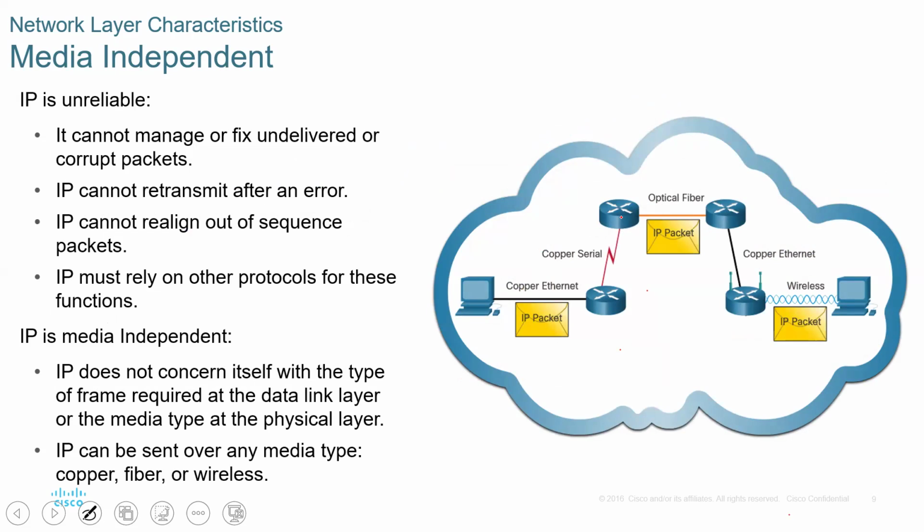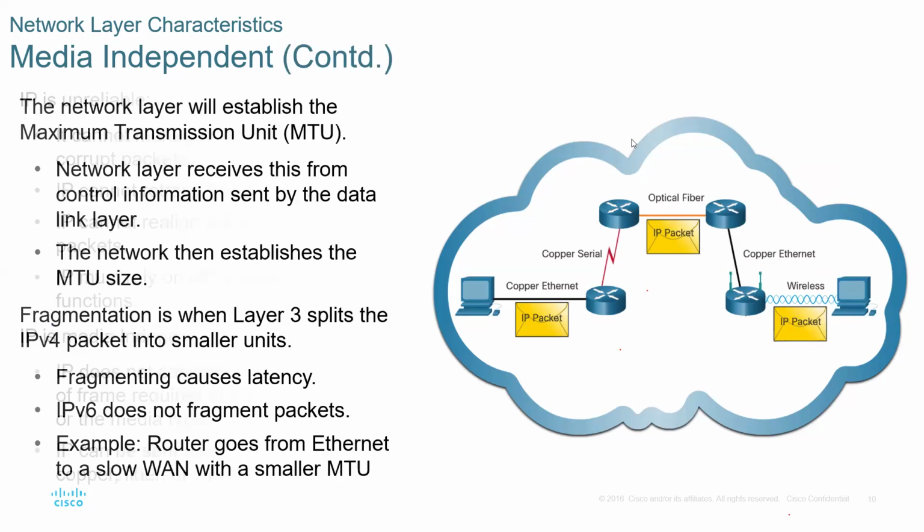IP cannot regain out-of-sequence packets, and IP must rely on other protocols for these functions to actually work. In that same concept, we're saying that it does not concern itself with the type of frame required at the data link layer or the media type at the physical layer. It can be sent over any media type.